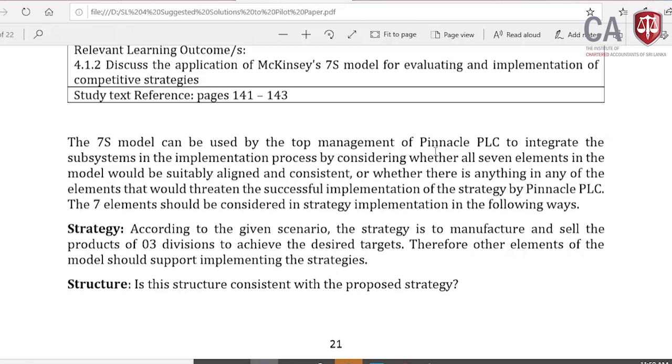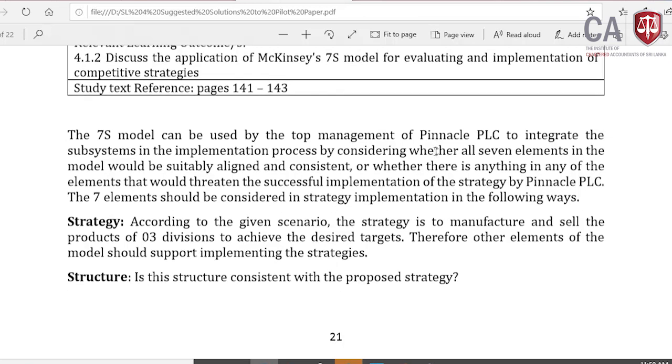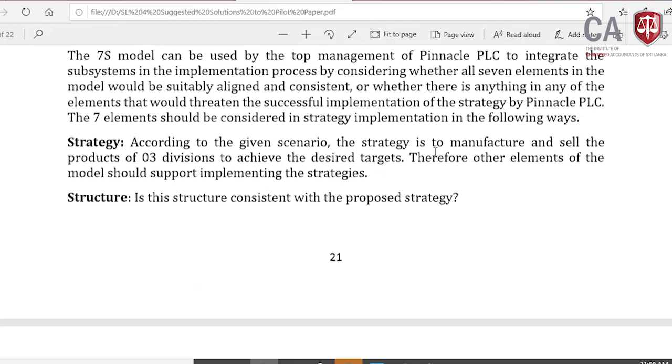Strategy. What is the strategy? According to the given scenario, the strategy is to manufacture and sell the products of 3 divisions to achieve the desired target. Therefore, other elements of the model should support implementing the strategies. You can further discuss, for example, in relation to the first division, what strategy applies. Differentiation, no? You can mention they try to offer high quality products. The second division, they try to apply a blue ocean strategy, where they try to offer something new to the marketplace.